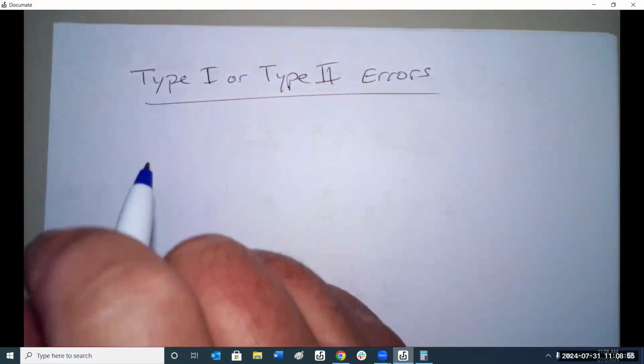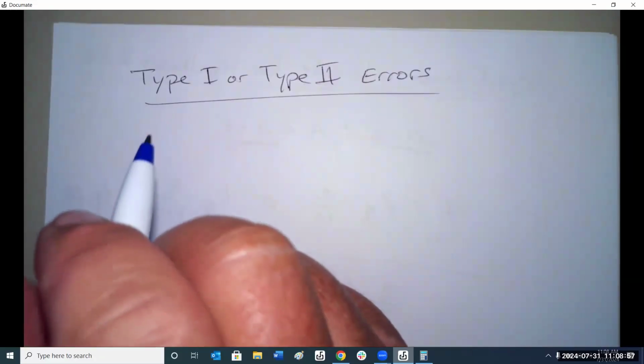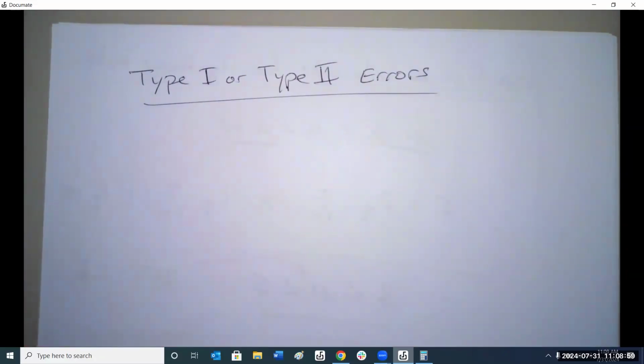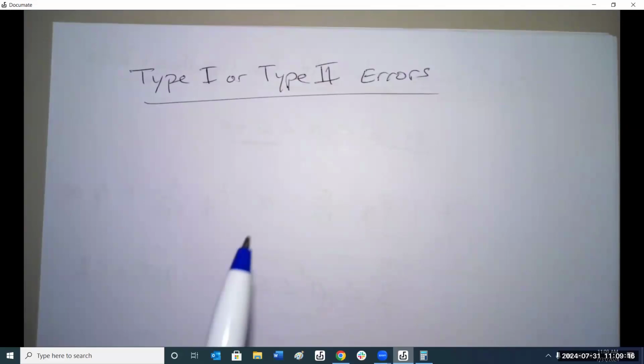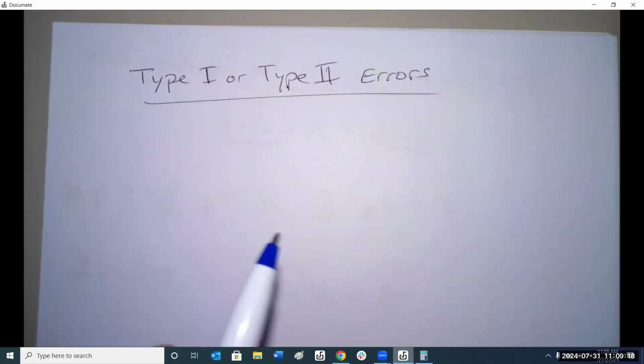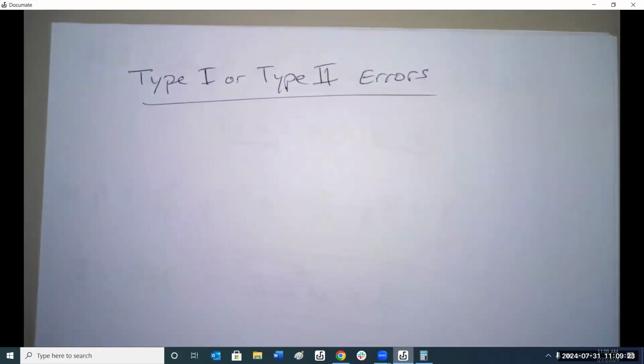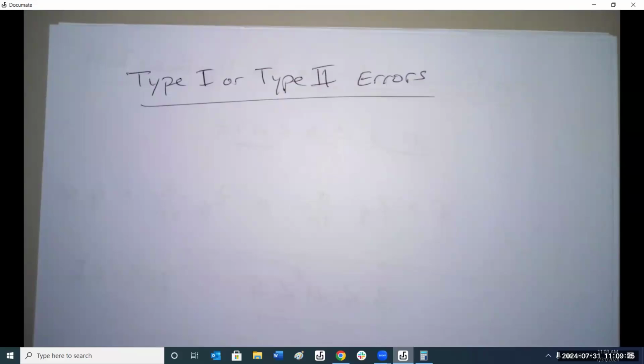Well, when we're looking at hypothesis testing, our entire purpose is to compare our sample average, our mean, to the test mean. Sometimes when we do this, our calculations, our solutions are going to be wrong. What can we do to fix that?